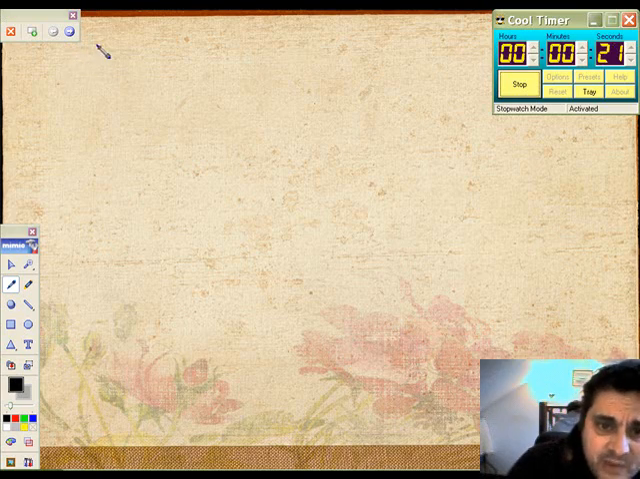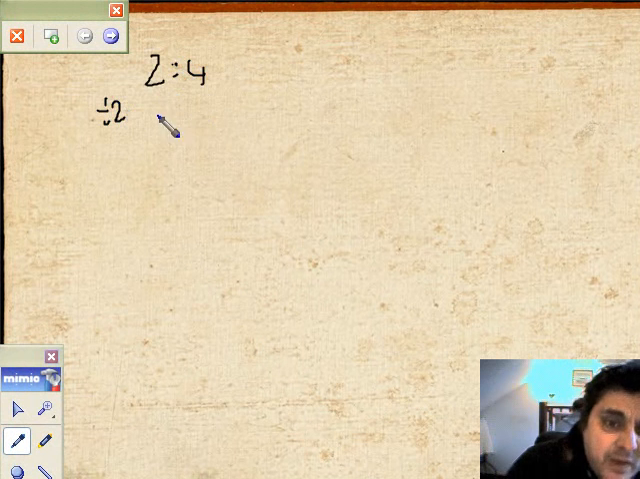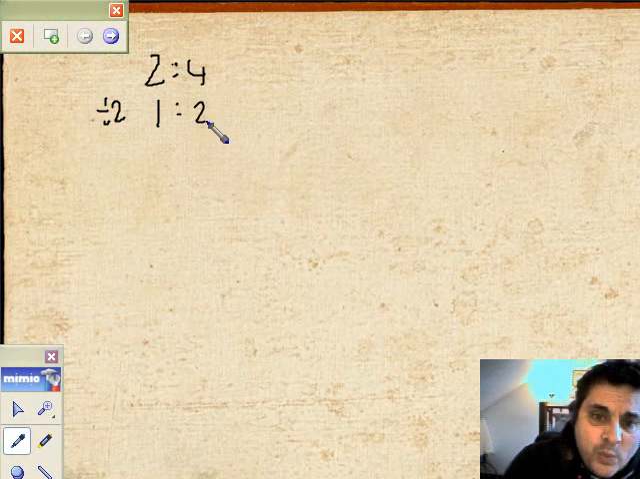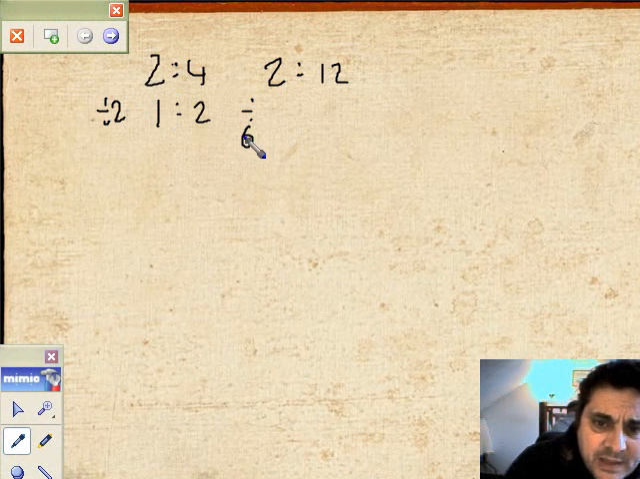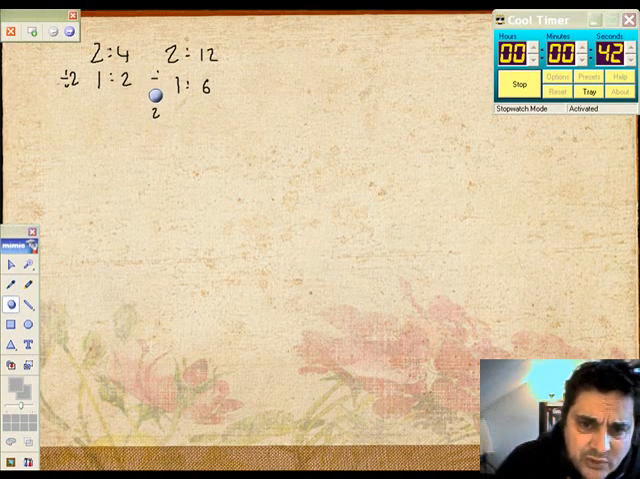It says here we've got to simplify this ratio. It's a 2 to 4 ratio. Obviously, if you divide each part by 2, we're going to get a 1 to 2 ratio. Is that alright? Straightforward. Let's try another one. We'll do a 2 to 12. If we divide by 2, we're going to get a 1 to 6 ratio. Alright, let's get rid of that little mess.